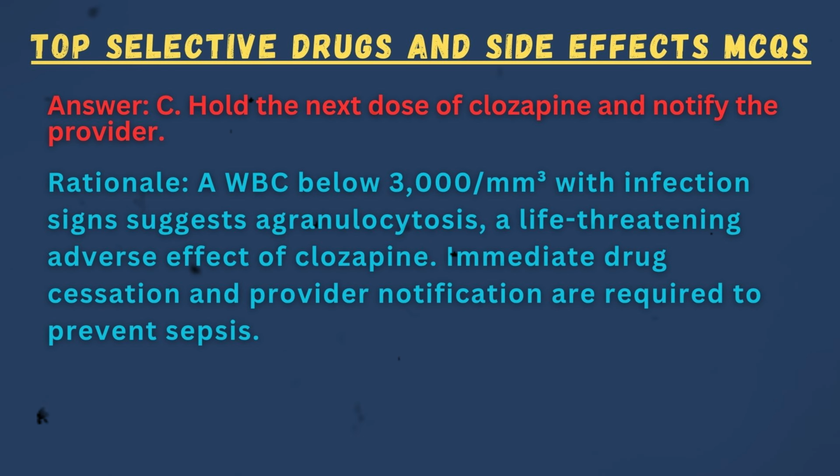Answer. C. Hold the next dose of clozapine and notify the provider. Rationale. A WBC below 3,000 per cubic millimeter with infection signs suggests agranulocytosis, a life-threatening adverse effect of clozapine. Immediate drug cessation and provider notification are required to prevent sepsis.